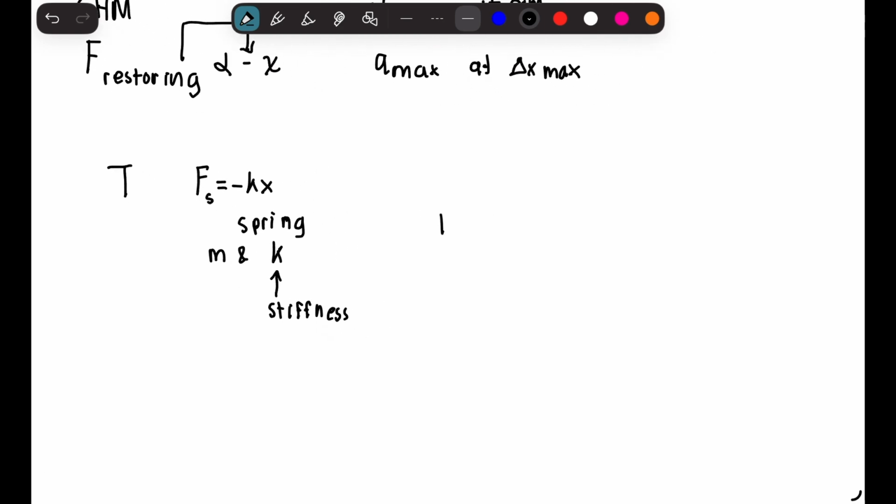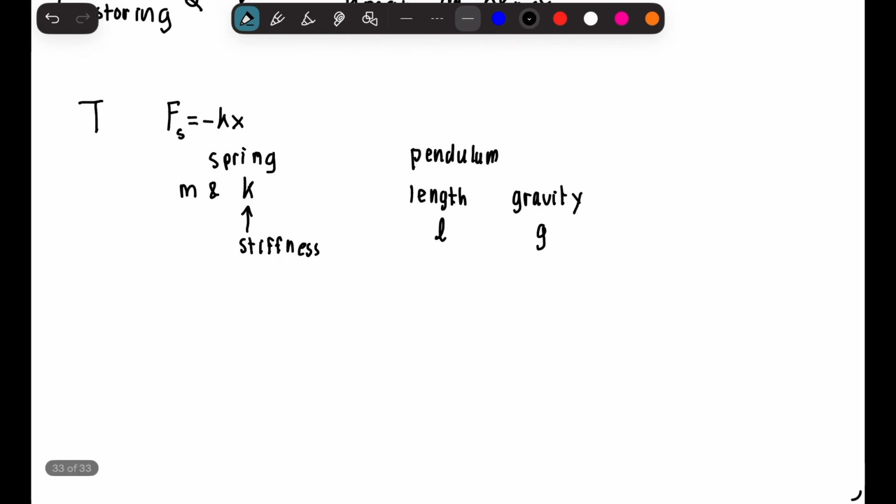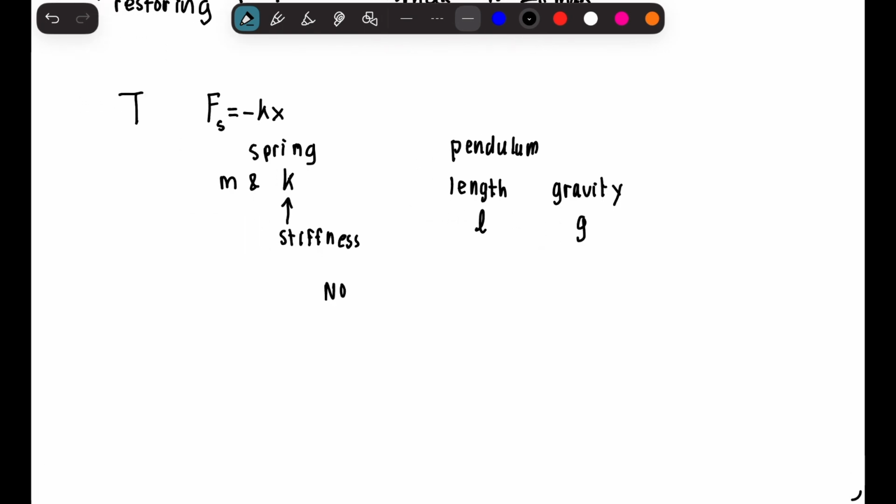And if you're given a pendulum, it's going to be determined by the length, L, that you're given of the string, and also gravity, your gravitational constant, which is going to be 9.8 meters per second squared, not the amplitude.